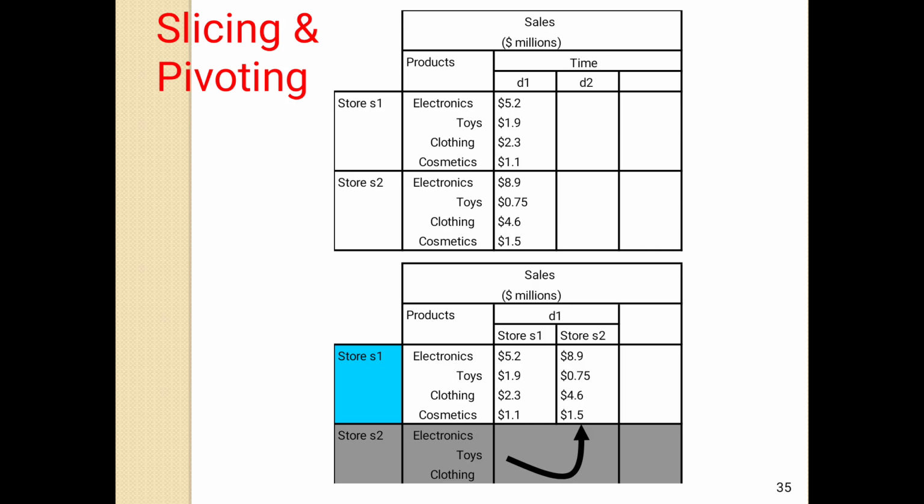Okay, see the slicing and pivoting. Store S1, S2, and the sale, considering the 3 dimensions: the product, store and timing. Am I right? So electronic, toys, clothing, cosmetics. Electronic, toys, clothing, cosmetics. So electronic, toys and clothing alone for store 1 and also in store 2.